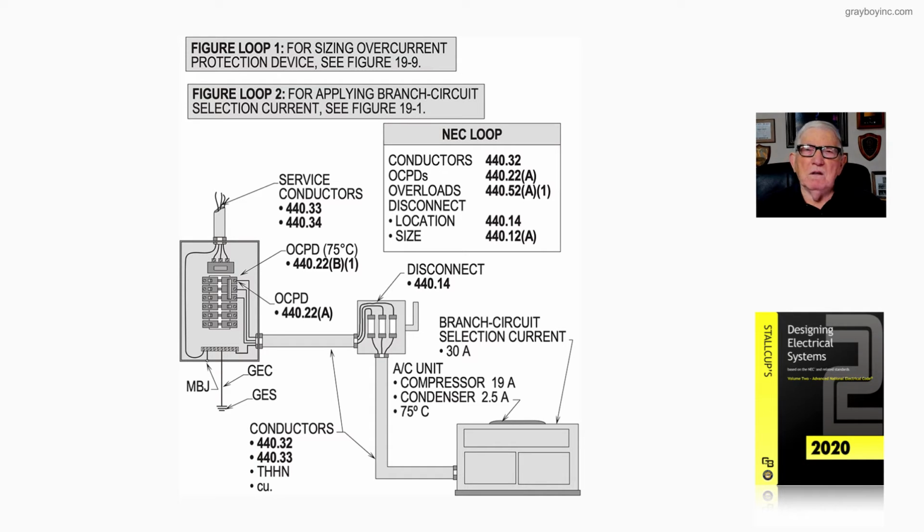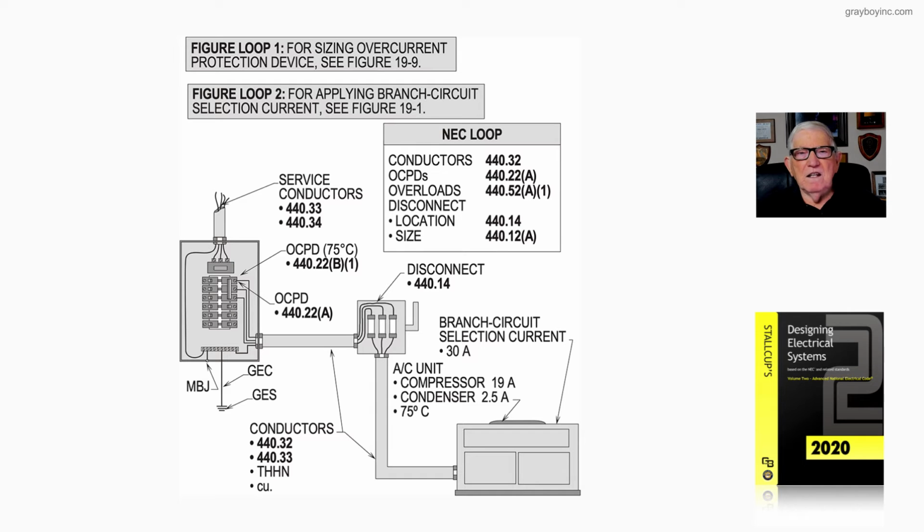We're using the values of the compressor and the condenser motor, mainly because there's no branch circuit selection current mentioned on the nameplate of the unit. Now again, in the NEC loop, you can pick up sections for sizing conductors, overcurrent devices, overloads, disconnects, location and sizing and all that. You have the section numbers that you could review dealing with these items.